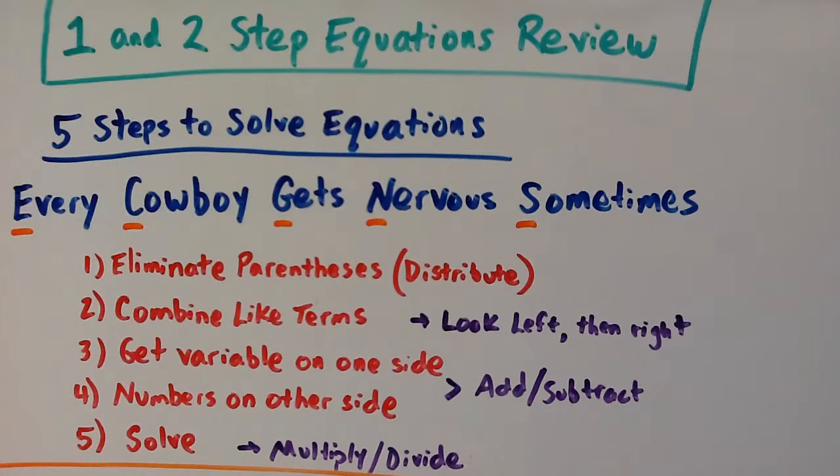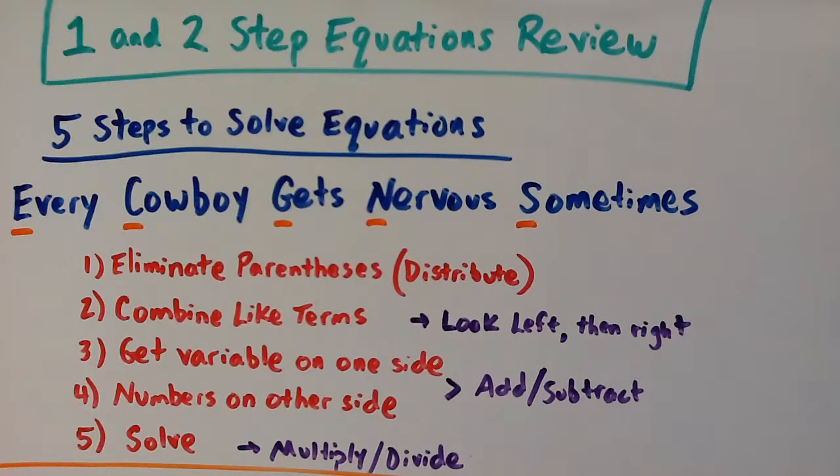Remember to look left of the equal sign, combine like terms there, then look on the right side of the equal sign and combine like terms there. The G on gets reminds us to get the variable on one side of the equation. The N on nervous tells us to get the numbers on the other side. And we move these terms by adding or subtracting.